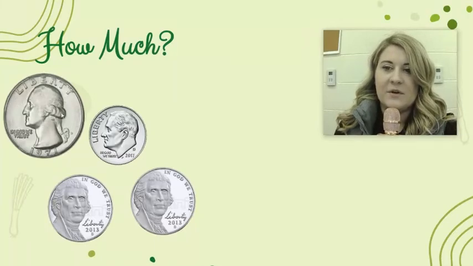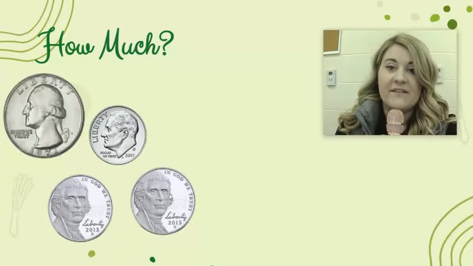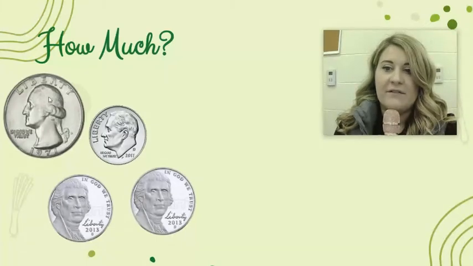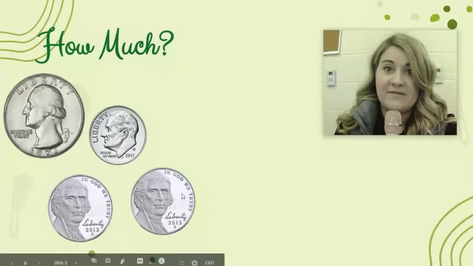So I know that this is worth 25. Next, I have a dime. This is the smallest silver coin, and it is worth 10 cents. And then I have 2 nickels, and these are both nickels because they both have Thomas Jefferson on them, and they're the newer nickels, but these are both worth 5 cents. So here I have 25 plus 10 plus 5 plus 5.